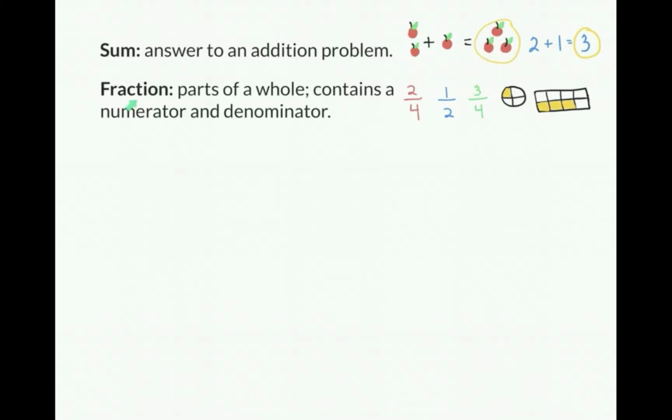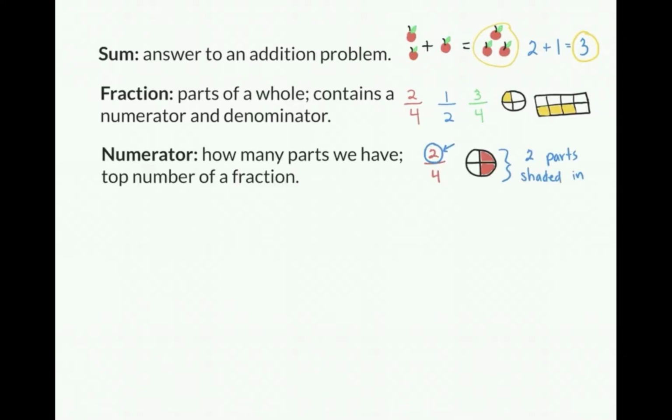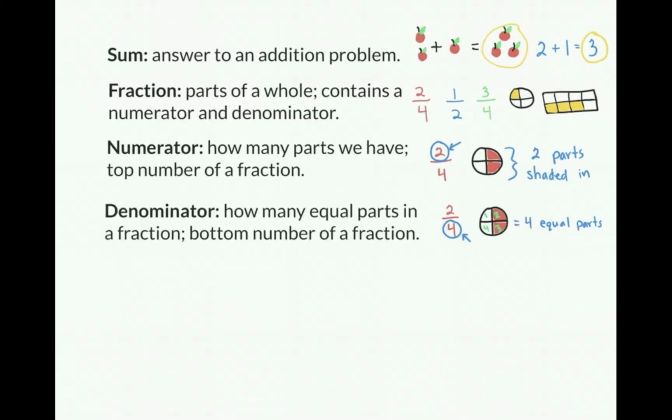Our next word is fraction. A fraction is parts of a whole. It contains a numerator and a denominator. Here are some fractions written in number form, and here are some fraction models shown. Our next word is numerator. Numerator is how many parts we have. It's the top number of a fraction. Another important word is denominator. The denominator is how many equal parts in a fraction. It's the bottom number of a fraction.